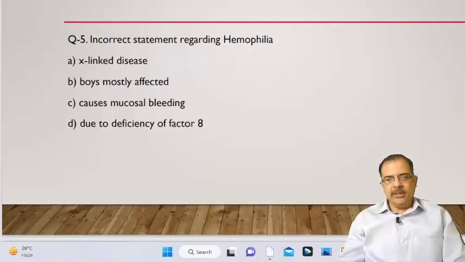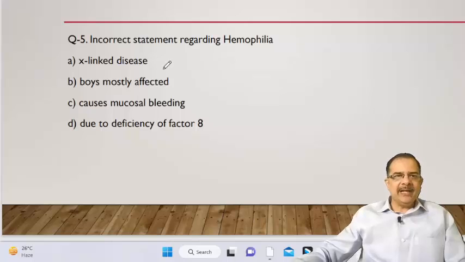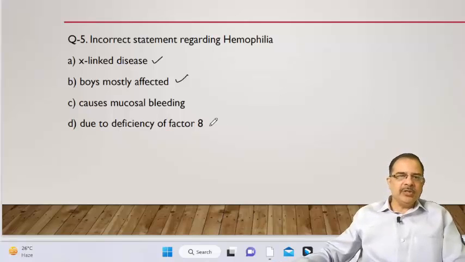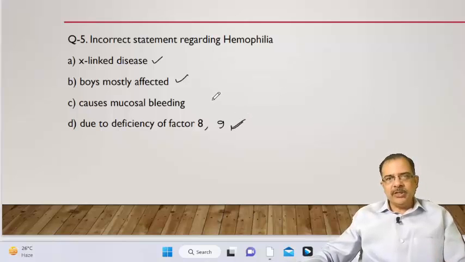Questions on hematology. There was quite a good chunk of hematology in this INICET exam. The question is: incorrect statement regarding hemophilia. A and B is not mentioned, but we can still solve this question. Hemophilia is an X-linked recessive disorder. So boys will be mainly affected, males will be more affected. Hemophilia A is due to the deficiency of factor 8 and B is due to the deficiency of factor 9. So it is a true statement. It causes mucosal bleeding? No, it mainly causes joint or muscle bleeding.